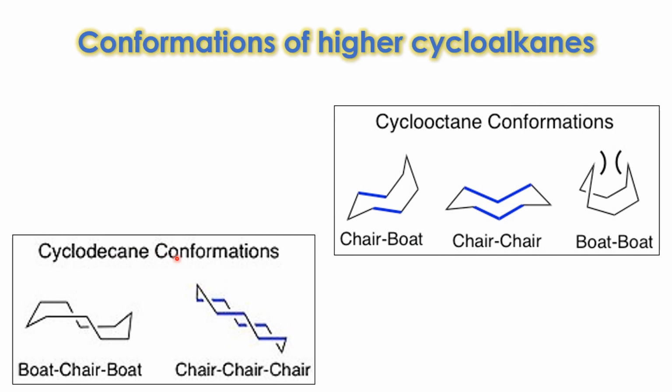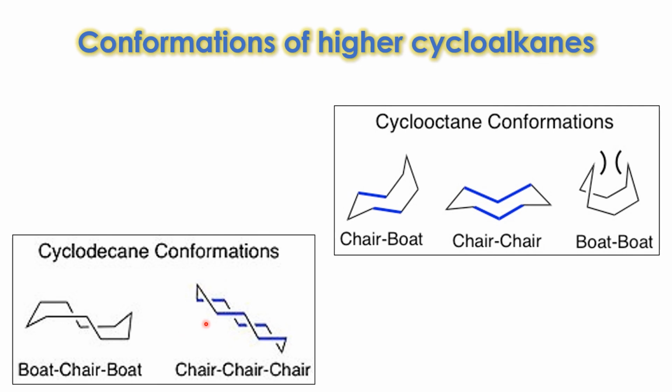Similarly, cyclodecane can have a boat. See, this is a downward boat, chair in between, and this is a straight boat. Or there can be chair, chair, chair. It can look like a step, or you can see the shape of W over here. On one side it is W, on another side it is M, capital M and capital W.